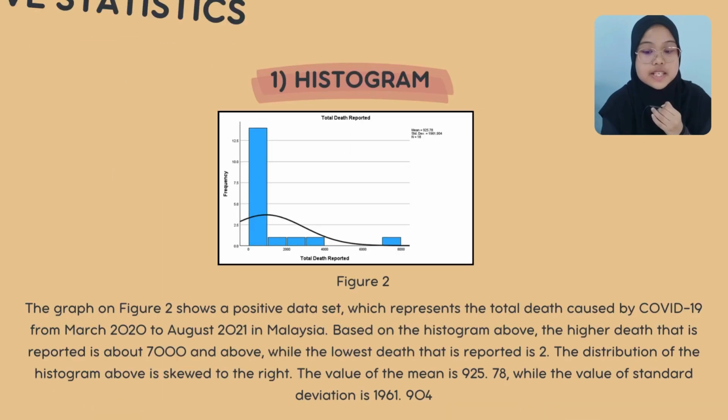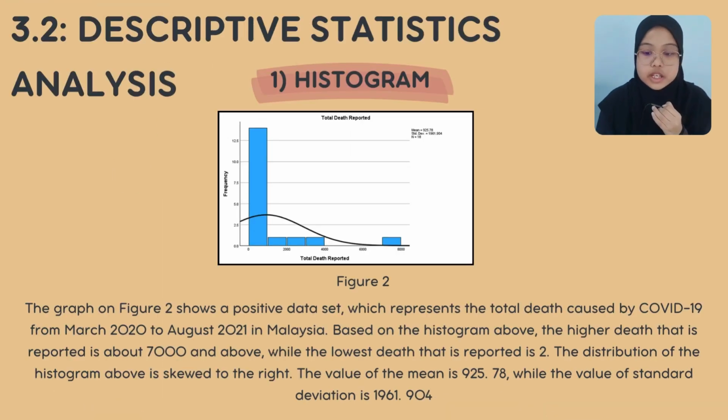Next, let's take a look at the histogram of total death reported. The graph in figure 2 shows a positive dataset, which represents the total death caused by COVID-19 from March 2020 to August 2021 in Malaysia. Based on the histogram above, the highest death reported is about 7,000 and above, while the lowest death reported is 2. The distribution of the histogram above is skewed to the right.